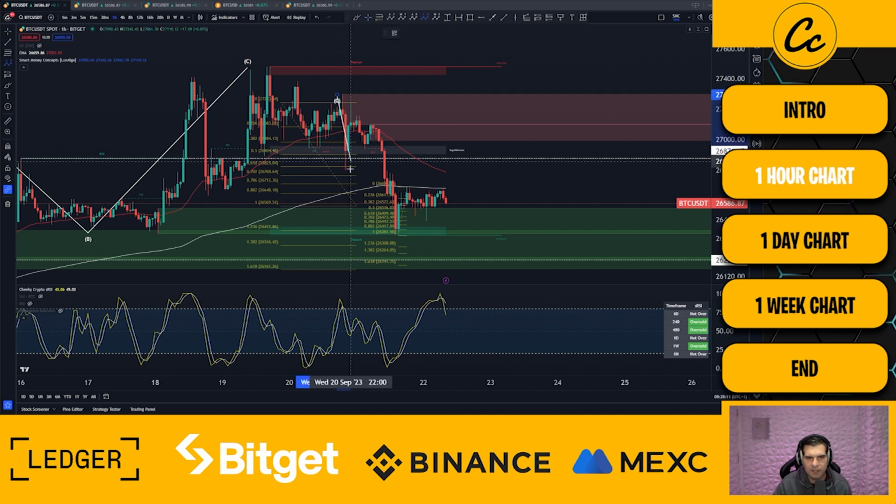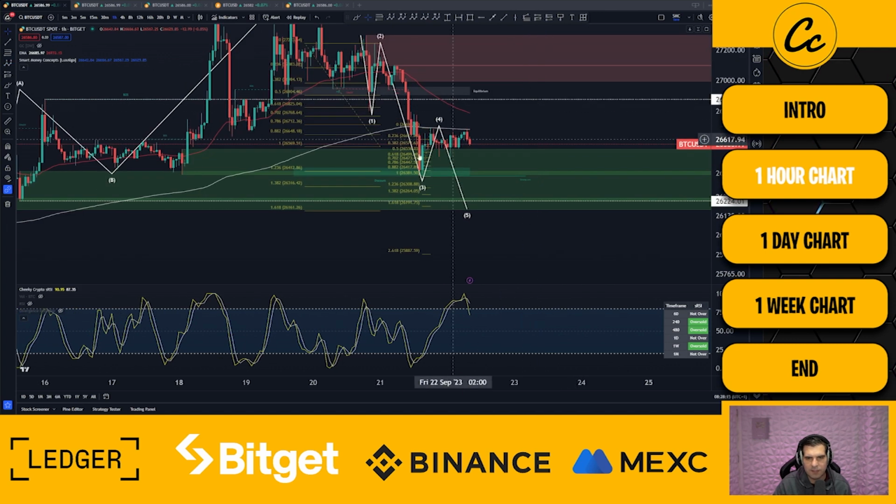What we do have though is a straight drop here with an impulsive movement, and it does look like we still have this move to the downside to be had, consistent with our resistance on our 200 EMA, and of course the stochastic RSI being in that overbought range as well.